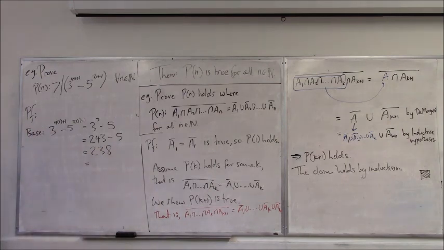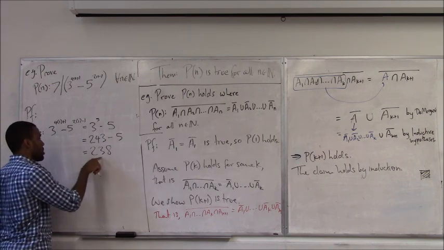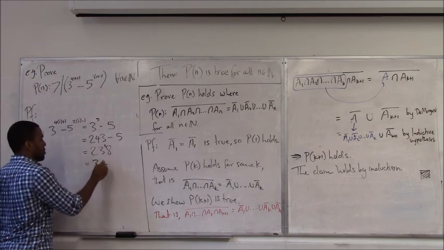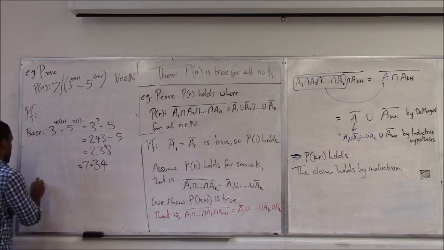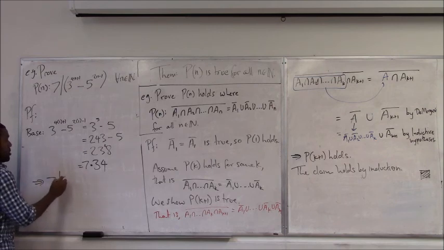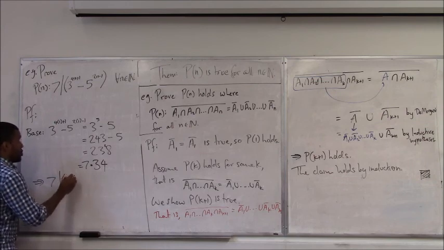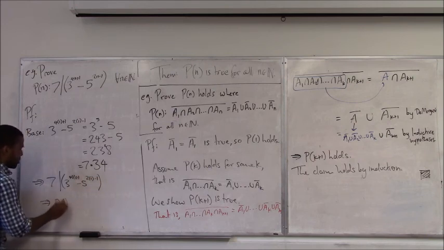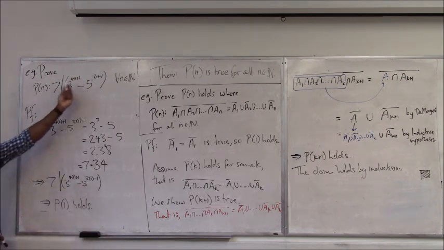Is that divisible by 7? Yeah. 7 goes into 23 3 times, remainder 2. 7 goes into 28 4 times. So this is 7 times 34. Which means that 7 divides 3 to the 4 times 1 plus 1 minus 5 to the 2 times 1 minus 1, which means that P of 1 holds. Remember, the symbol divides means that this expression is a multiple of that integer.